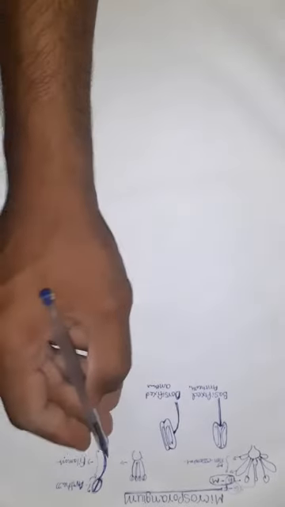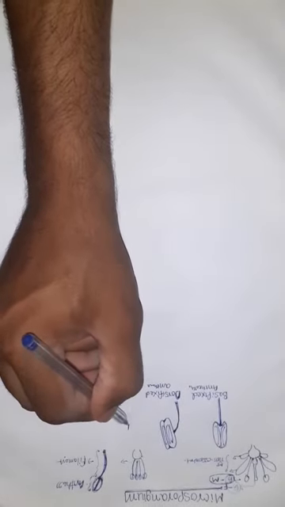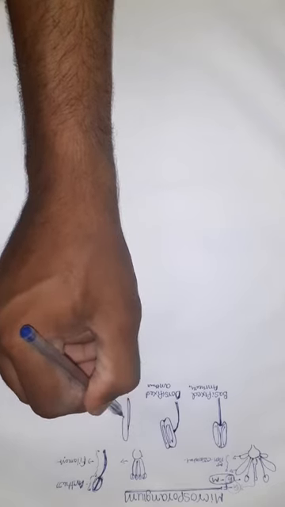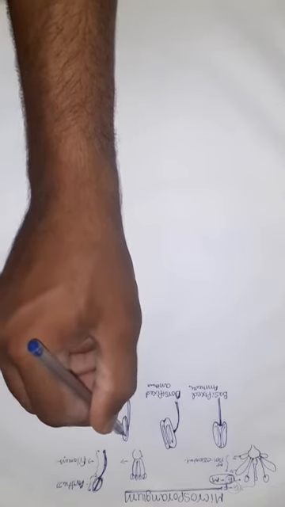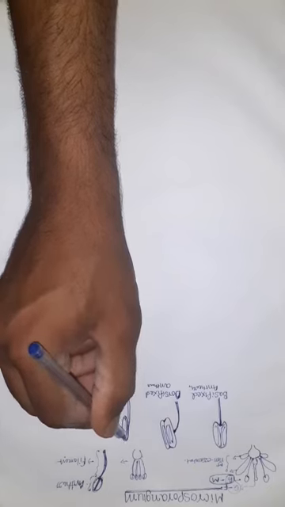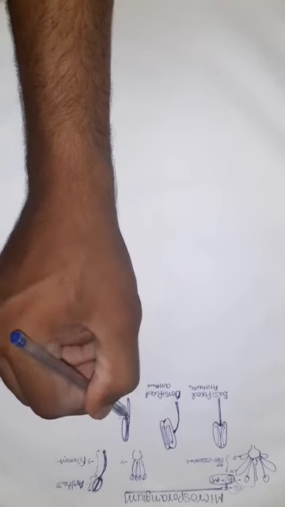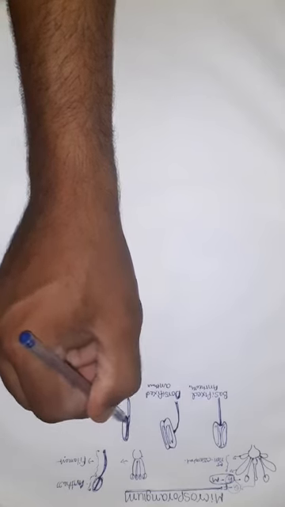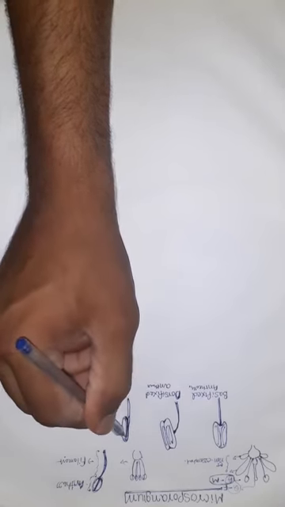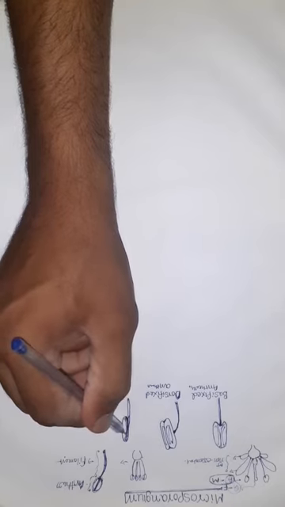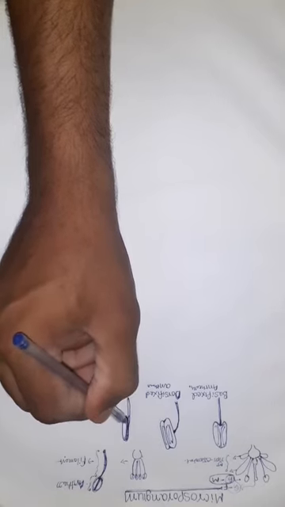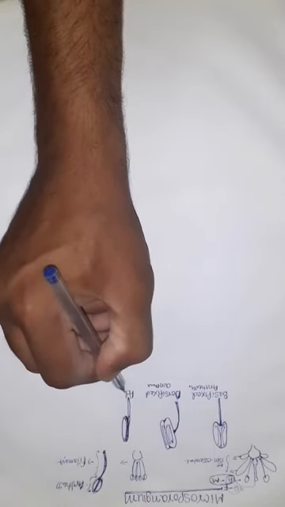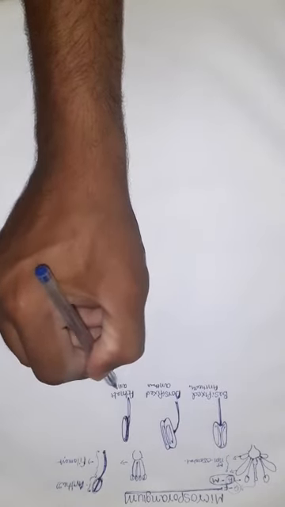Now one more type we can see. The attachment is on the dorsal side, but here the attachment is throughout the dorsal surface, meaning the filament attaches to the entire dorsal surface of the anther. The filament and anther are attached throughout the dorsal surface. This type of anther is called adnate anthers.